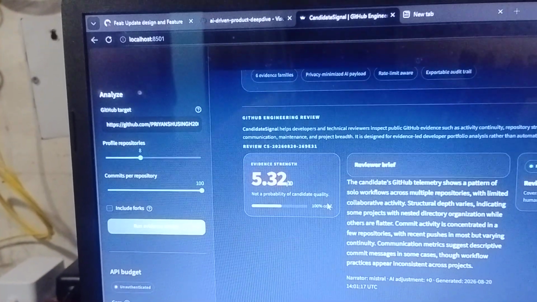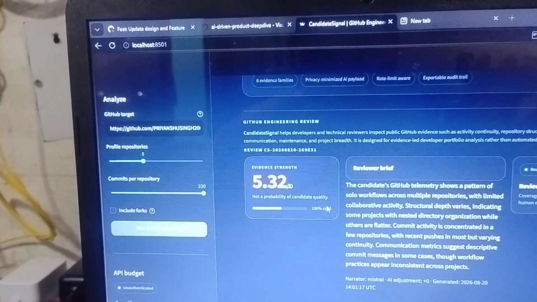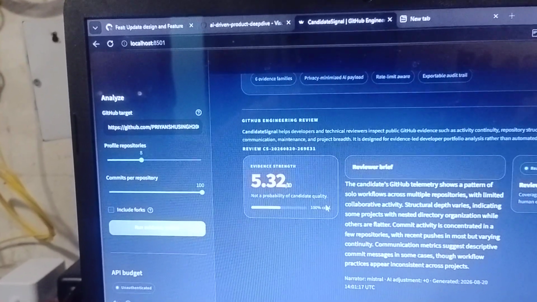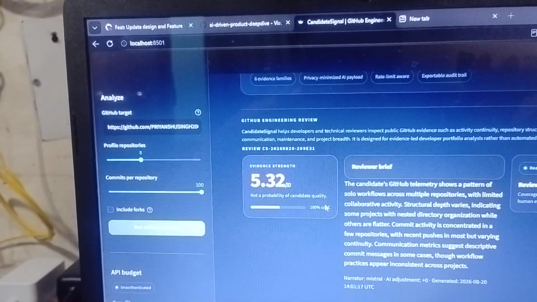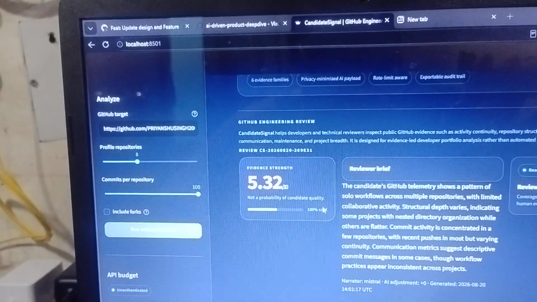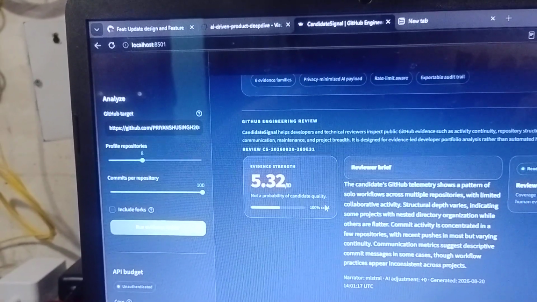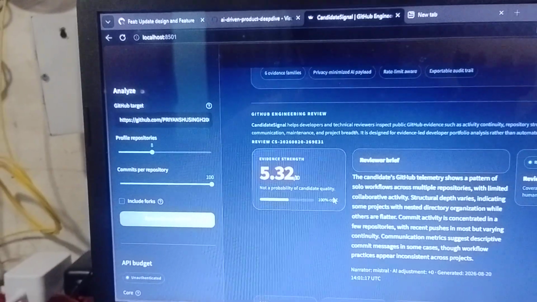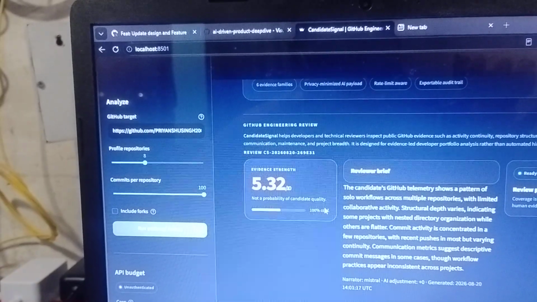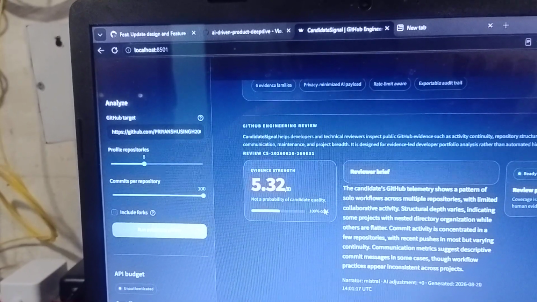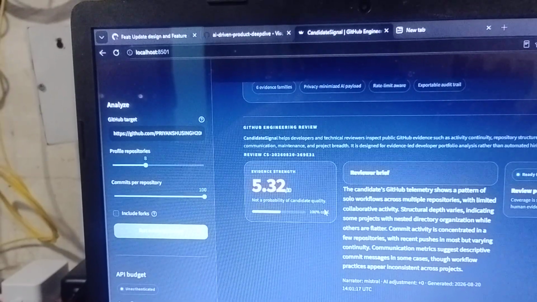I also designed the system around the fact that GitHub data can be incomplete. For example, the pull request history or repository structure may be unavailable because of API rate limits and consent. So CandidateSignal does not convert missing data into a negative signal. It marks the evidence as unknown with lower confidence.